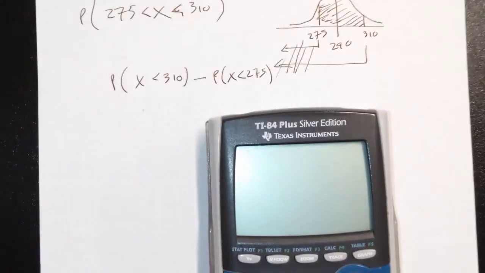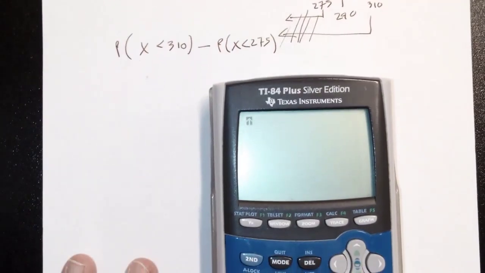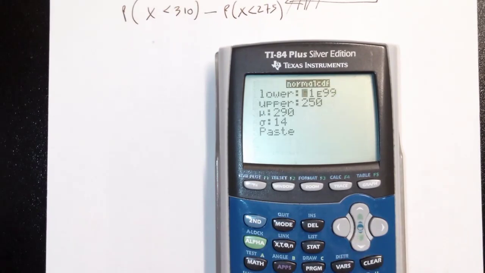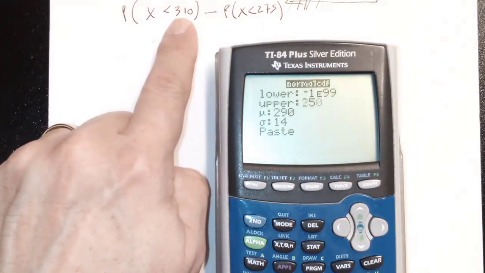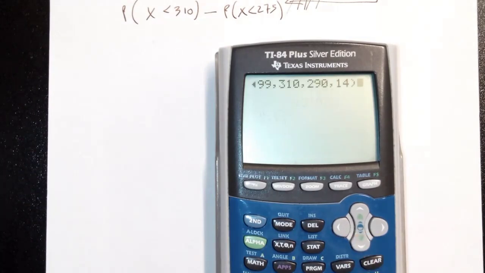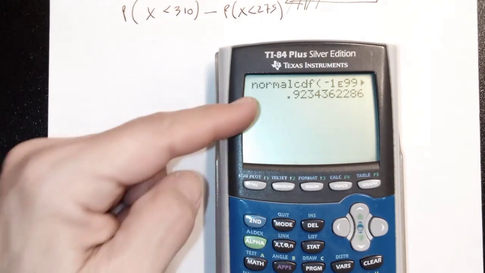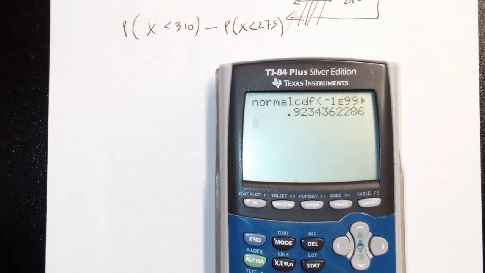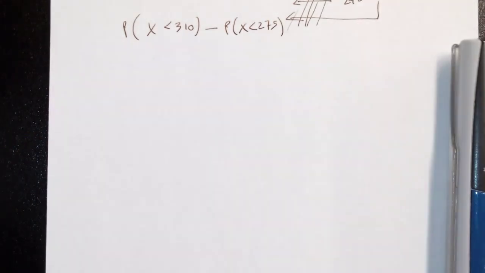Distribution button. Second, Distribution. Normal CDF. My upper bound is 310. My average is 290, my standard deviation is 14. So I don't have to change any of the rest of it. Go down and hit paste, and then hit enter again. That's this number. I'll write down 0.9234.